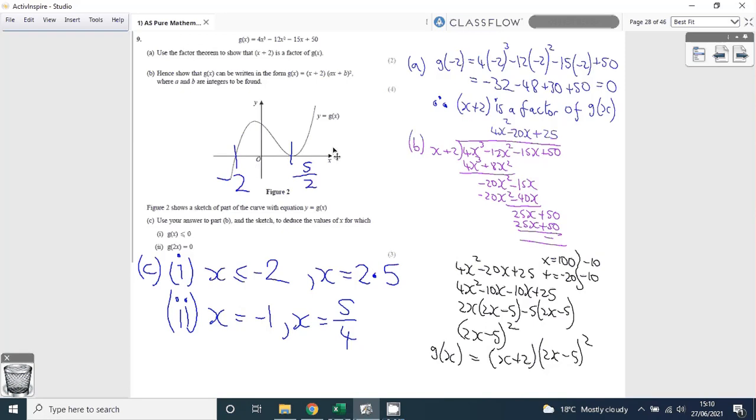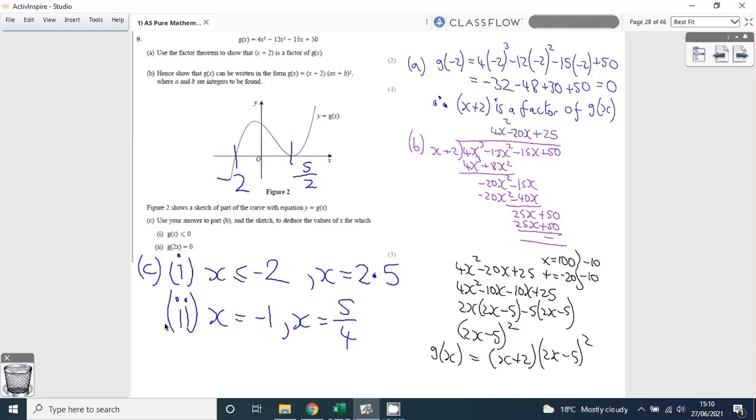So answering the questions for C part 1, where is it less than or equal to 0? Well, on this stretch of points here, it is less than or equal to 0. So this stretch of points here is x being less than or equal to -2. So that is part of your answer. And your other solution is that pinpoint there where it equals 0. So your second solution has got to be that x equals 2.5. So x is less than or equal to -2, or x equals 2.5.